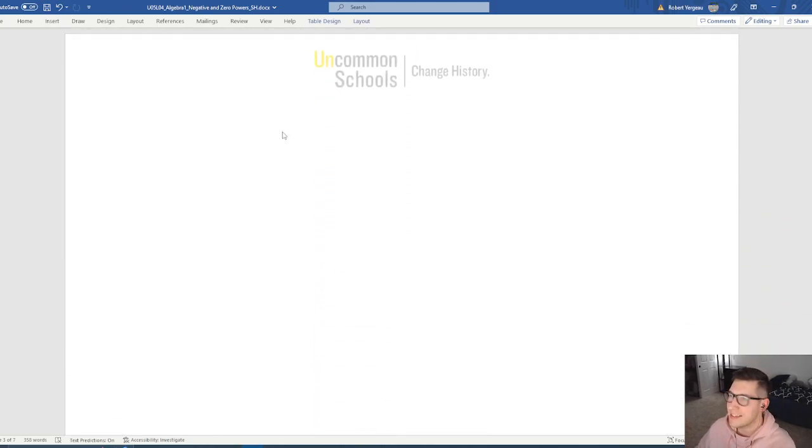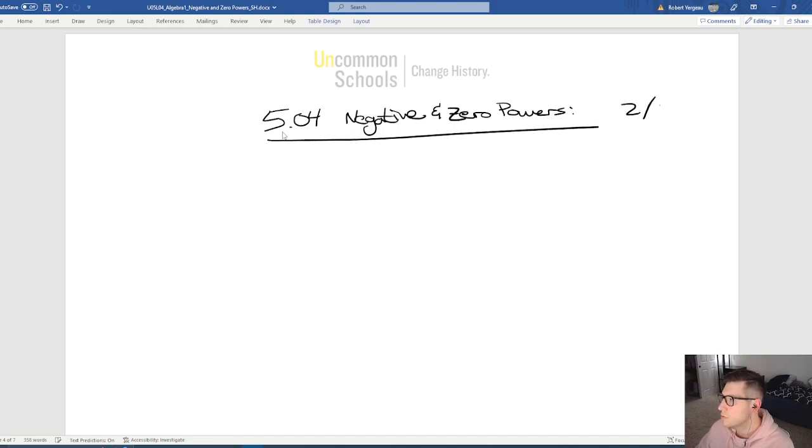Alrighty, so today we are going to look at two special properties. The first one is something we just saw, and the second one is hopefully an addition that's really easy, quick, and pretty satisfying, actually. Today we are adding 5, because we're in unit 5.04, and we are doing negative and 0 powers. Today is 2/13.